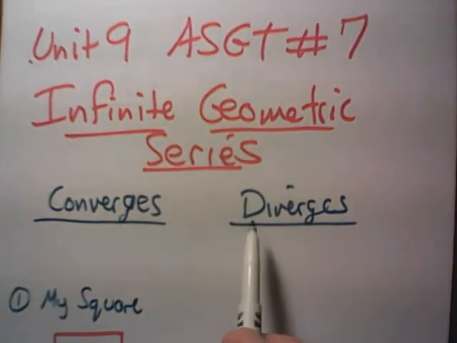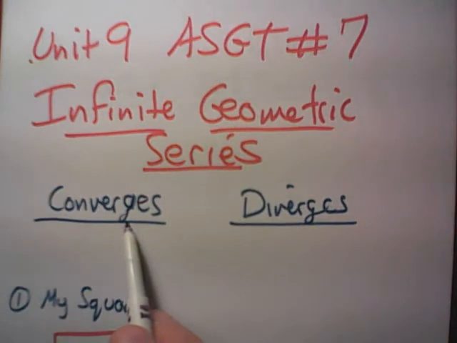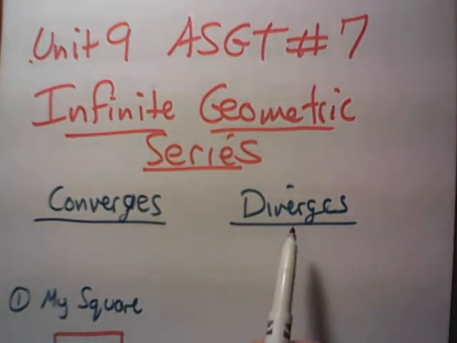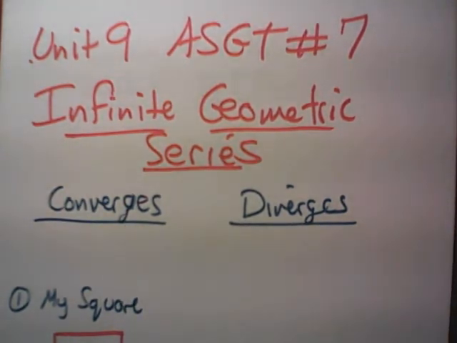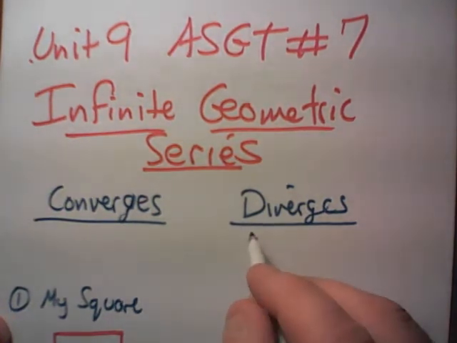There are two types of geometric series: a converging geometric series and a diverging geometric series. The examples that we did, at least in our video on assignment number 6, were all finite geometric series, and so it really didn't matter whether it converged or diverged. But the difference is something like this.